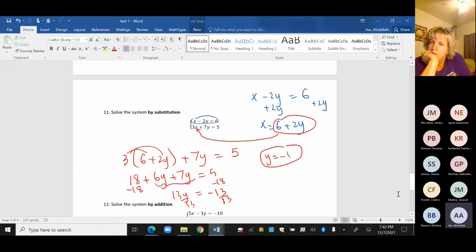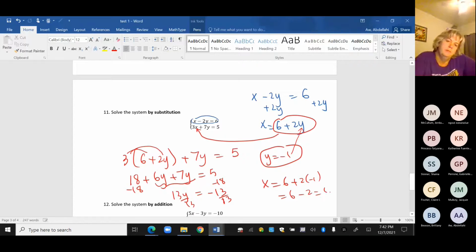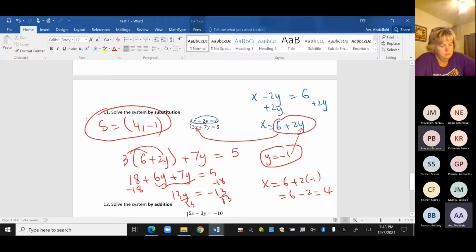So are we done solving? No. What you have to do with this negative 1 to be done? To find x, right? We need to find x. What we do? We take this negative 1, we put it here, so we get x equals 6 plus 2 times negative 1, which is 6 minus 2, which is 4. So my solution is x is 4, y is negative 1, right? That is my solution. That is what we call the substitution method, okay?